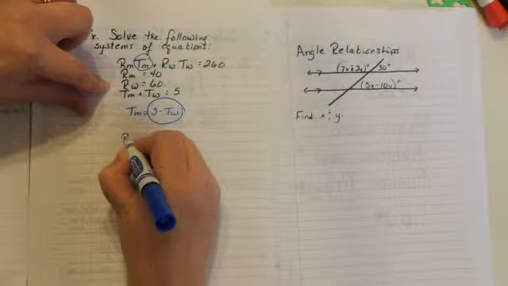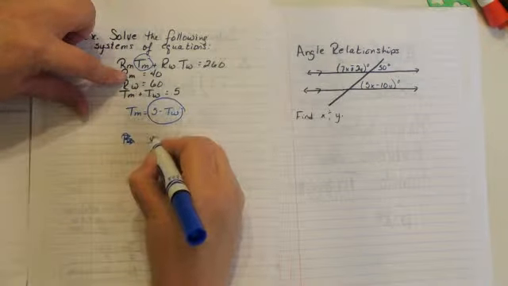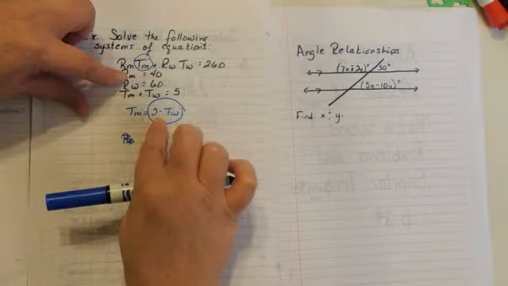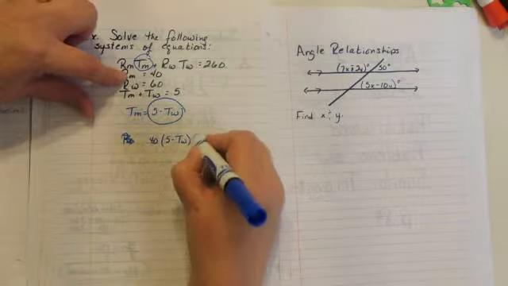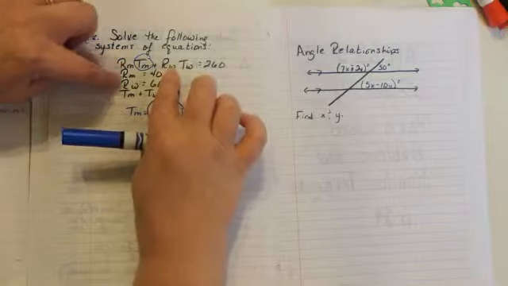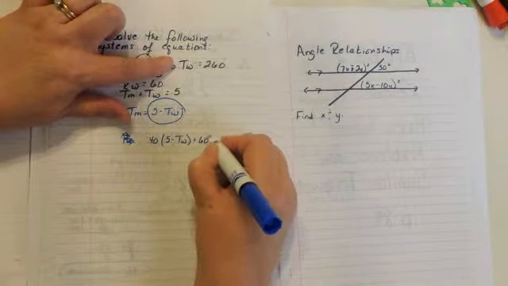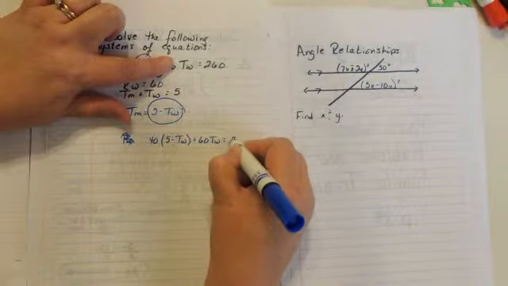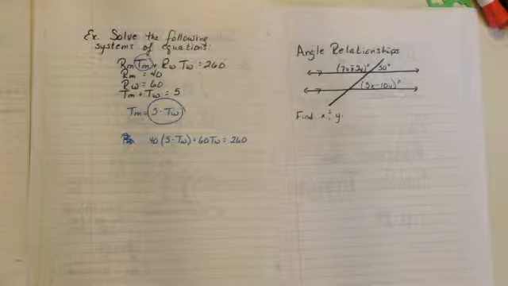So we're not changing the value of the equation. So we have the rate of Mike, which is 40, times the time of Mike, which is 5 minus the time of William, plus the rate of William, which is 60, times the time of William equals 260. Okay, now that we only have one variable in the equation, we can solve for the time of William.